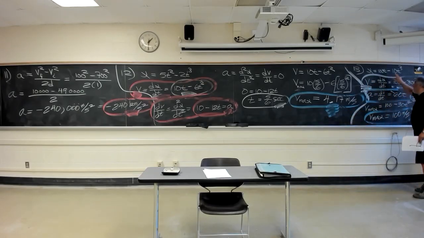Same thing here. They give you this. This is for x. If you take the first derivative of x, dx/dt, you got v. If you take the second derivative of x, you got dv/dt, which is acceleration.